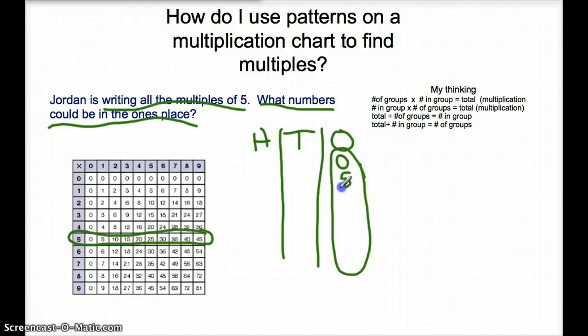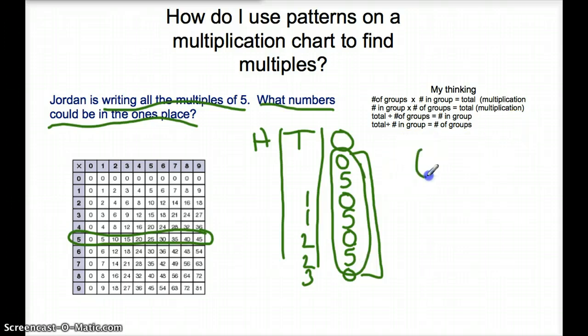0, 5, 10, 15, 20, 25, 30. Okay. Oh, wow. So what pattern do you see in that ones place? The numbers are what every single time? 0 or 5.